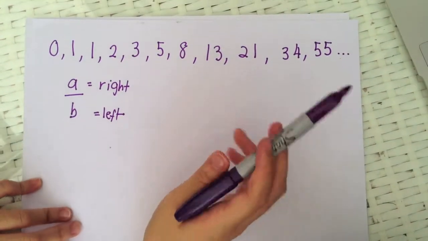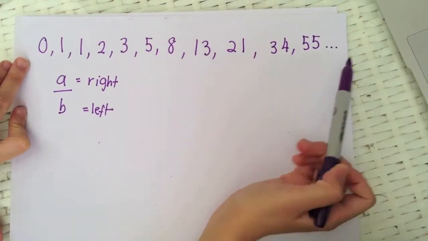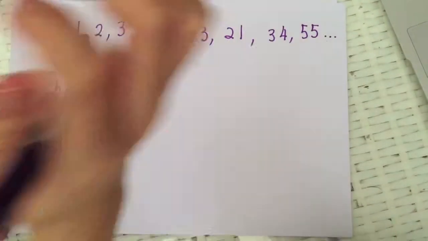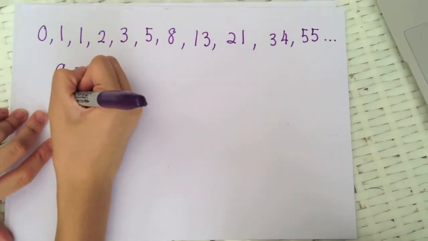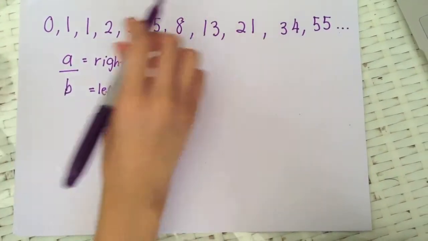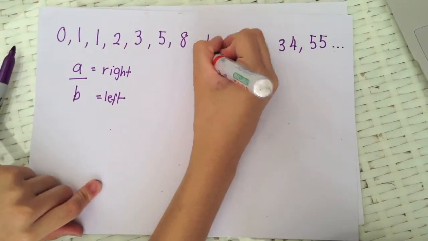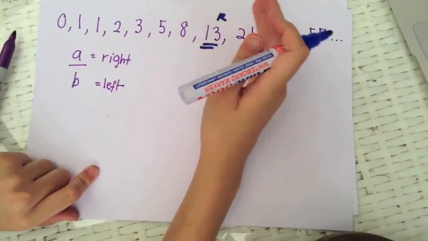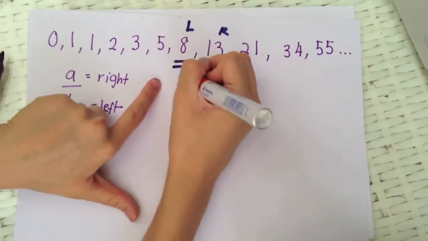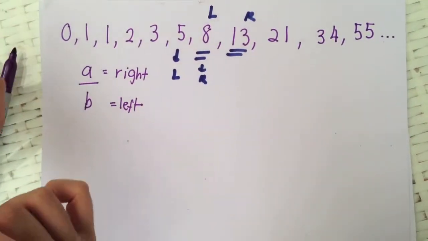I'll tell you how it relates to the Fibonacci sequence. So I wrote some of it down. It's actually a really long sequence, so I just stopped at 55. Now, it's A over B, A being the right number, let's say this is on the right, and B being on the left. Or this would be on the right, and this would be on the left. So yeah, it's like that.